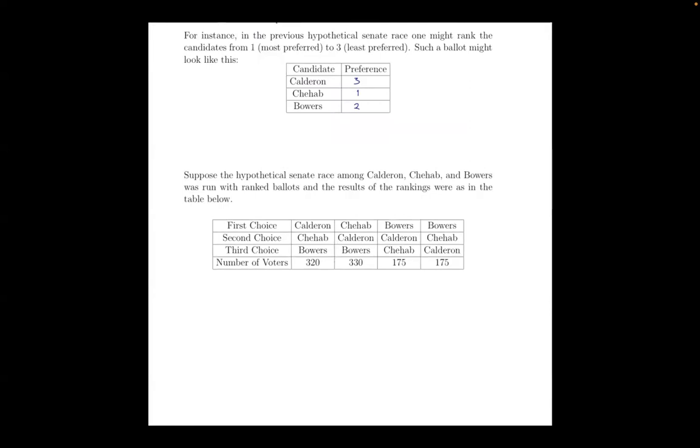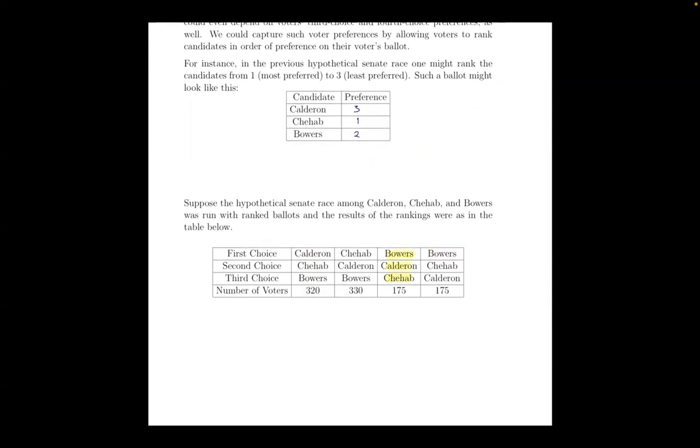It's a little bit hard to tell up front who should win this election, right? So it seems like Calderon has 320 first choice votes. Then Shihab has 330 first choice votes. And Bowers actually has two arrangements here, right? So these are voters that voted Bowers, Calderon, Shihab. Those numbers would look like this.